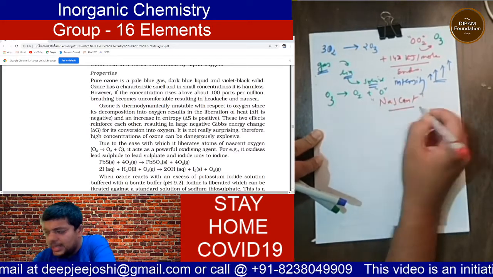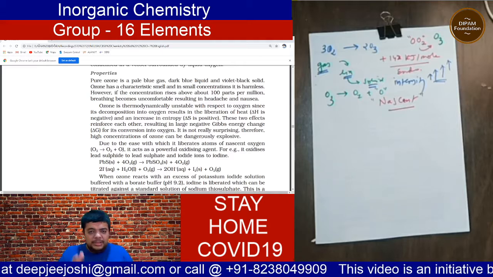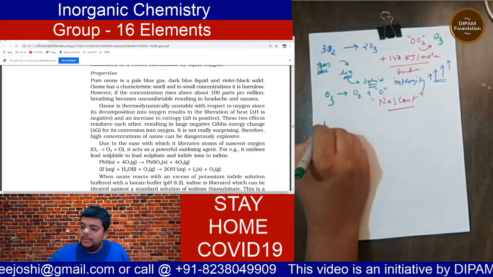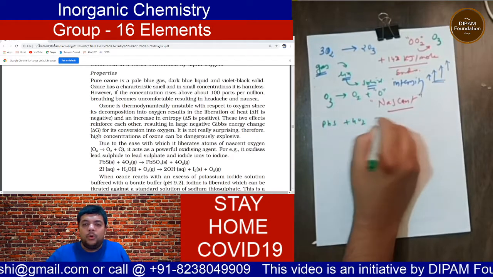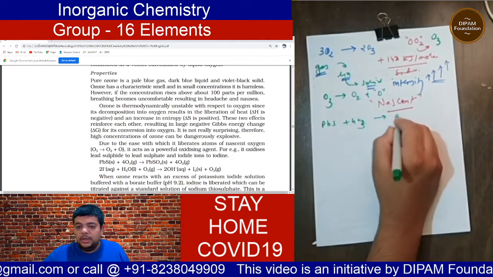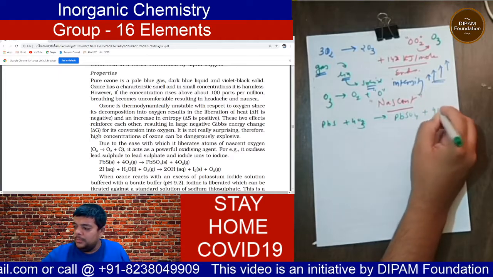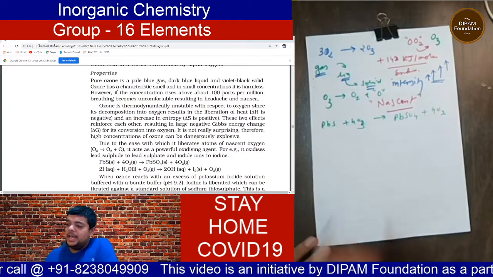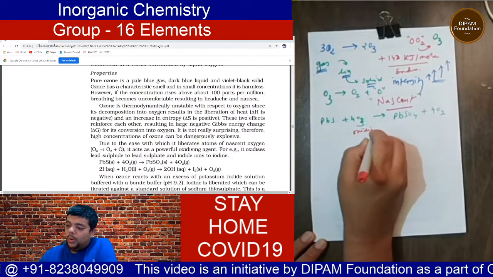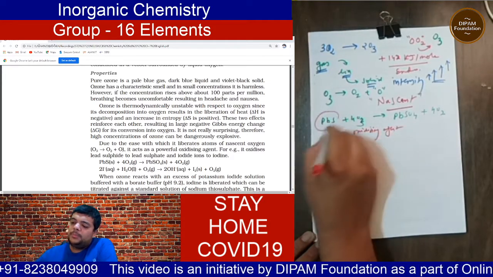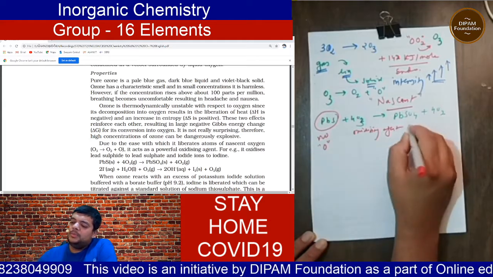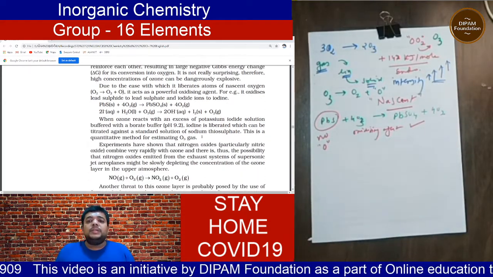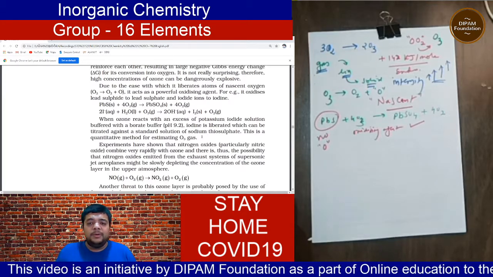Ozone is an allotropic form of oxygen. It is too reactive to remain long in the atmosphere. At a height of about 20 kilometers, it is formed from atmospheric oxygen in presence of sunlight. The ozone layer protects the earth from, as we know, the UV radiations, the ultraviolet radiations. Preparation: a very simple reaction where dioxygen gets converted into ozone. When a slow, dry stream of oxygen is passed through a silent electrical discharge, dioxygen gets converted into ozone.